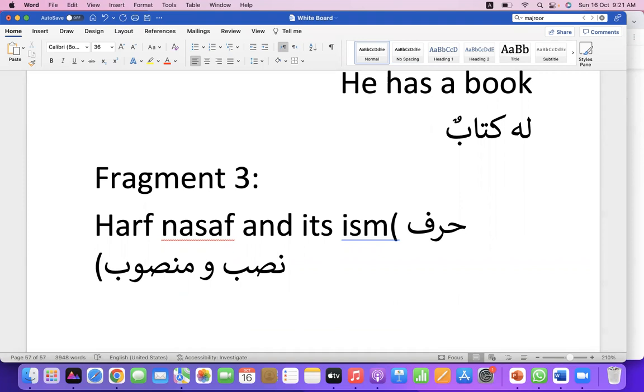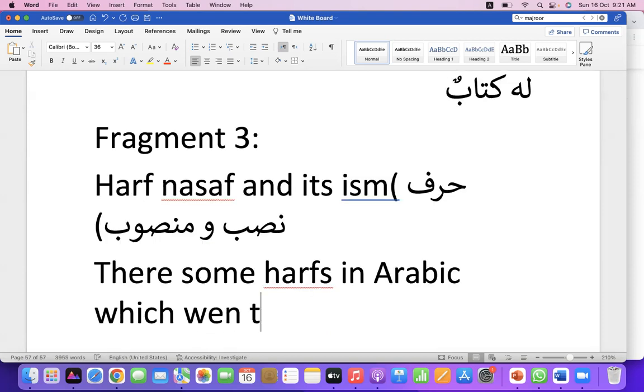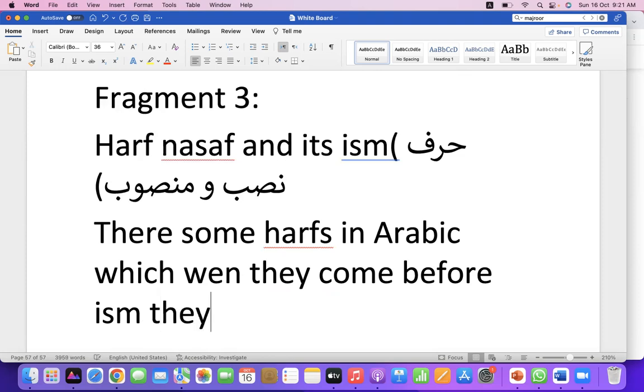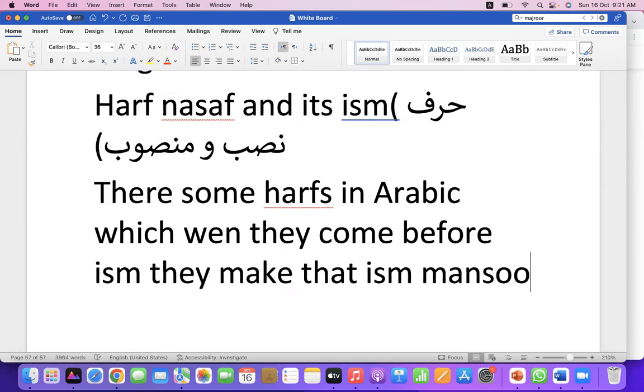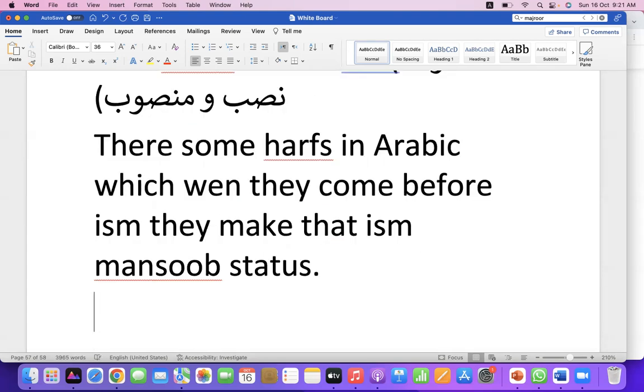Like harf-jar, right? There are some harfs in Arabic, especially in the Quranic context, which when they come before an ism, they make it mansoob. Like harf-jar: whenever they come before an ism, they change its status and make it majroor. And there are some harfs in the Arabic language which, when they come before an ism, make it mansoob.